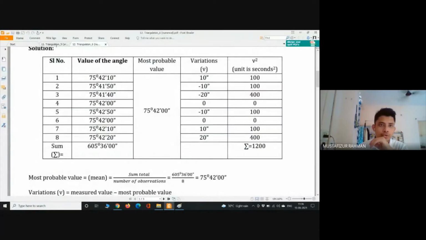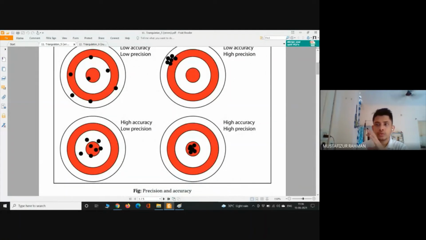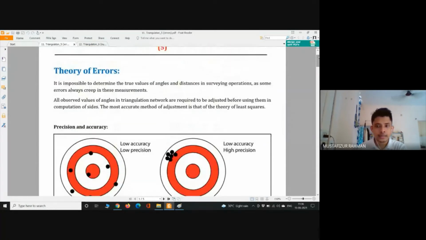After this, we will go to triangulation that we were discussing in the last class. If you didn't understand, or if you have any confusion in the local attraction and correction of local attraction part, please let me know. We shall discuss again.